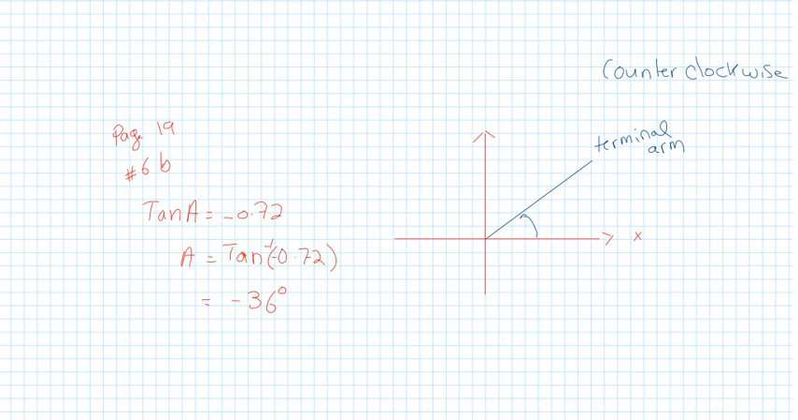Okay? This is quadrant 1, this is quadrant 2, this is quadrant 3, and this is quadrant 4. Any angle in the first quadrant is going to be between 0 and 90 degrees, because the axes form two lines that are perpendicular to each other, which means they form a 90-degree angle.